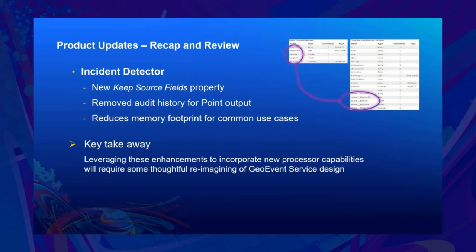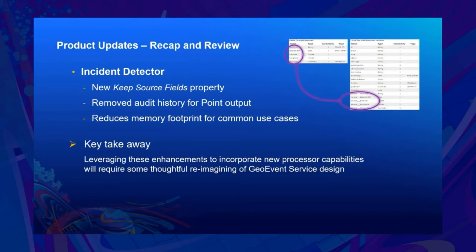A change to incident detector we did not mention earlier is a deprecation in incident record audit history. GeoEvent Server has a component which manages incidents for all of the different incident detector processors you have configured. The manager keeps track of the point or centroid of every event record's geometry which satisfies an incident detector's conditional logic. This is done primarily to facilitate adding vertices to a multi-point or polyline output associated with an ongoing incident.